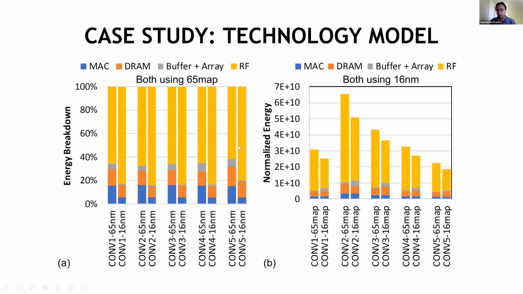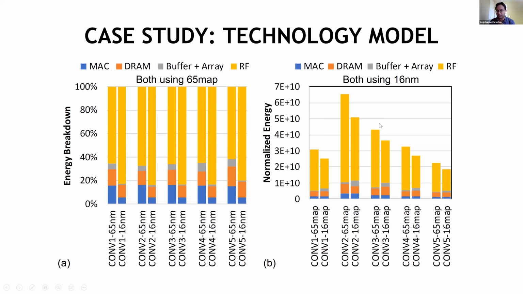Now, as we move forward in technology from 16 nanometer to 7 to 5, etc., you can expect this distribution to continue to change. In which direction, we don't know. But that's why it's important to have a technology model in place for architects. Now let's move on to the right-hand side.